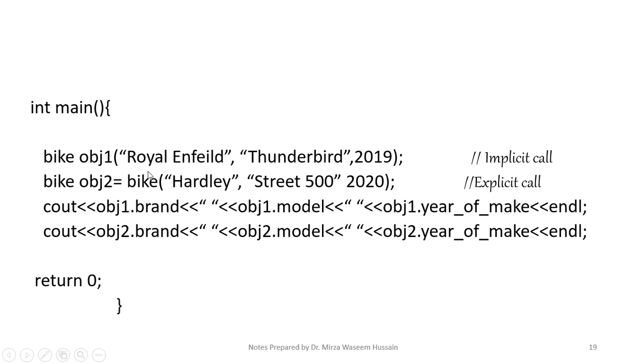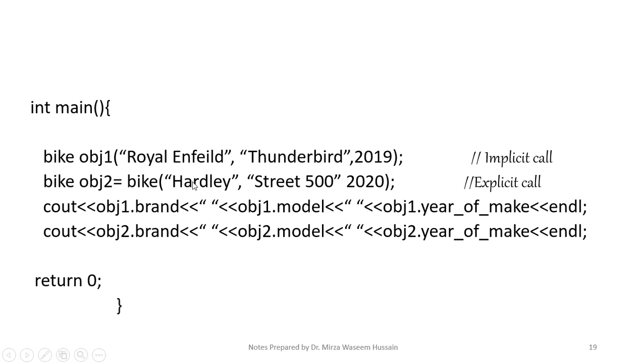There is another type. There are two methods to call it, using an implicit call or using an explicit call. This type of calling is called an implicit call. The second type is the explicit call. Here we have to use the equal to sign: Bike obj equal to Bike, the name of the constructor.